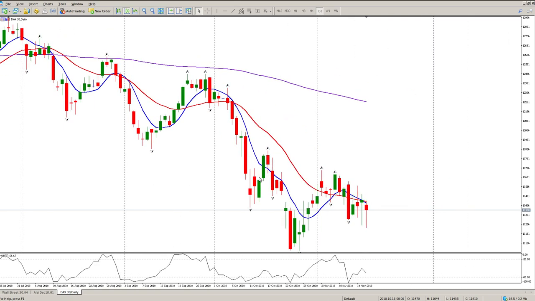Anyway guys, that's my take for today. Probably going to be sitting on hands with the DAX. Nothing that I really like here.